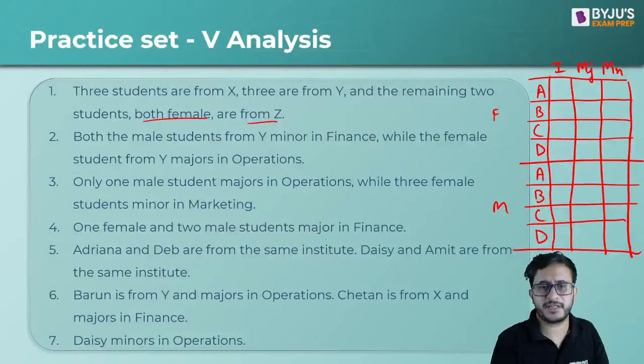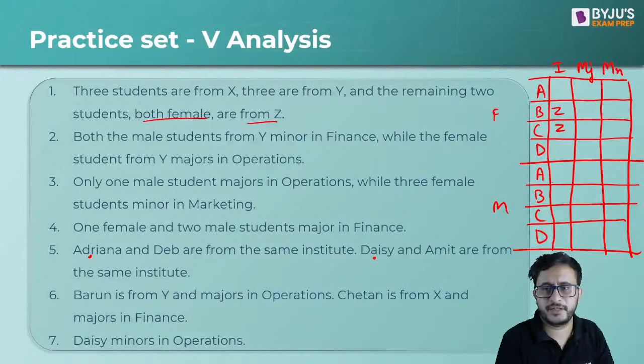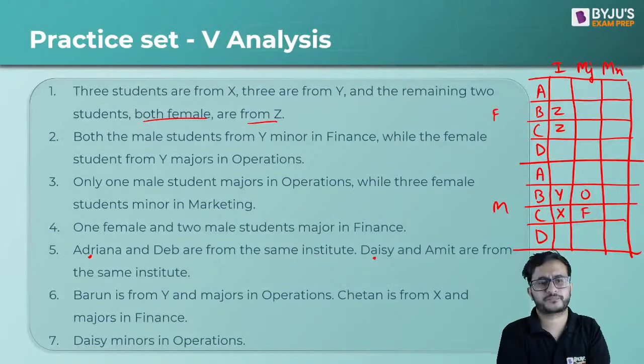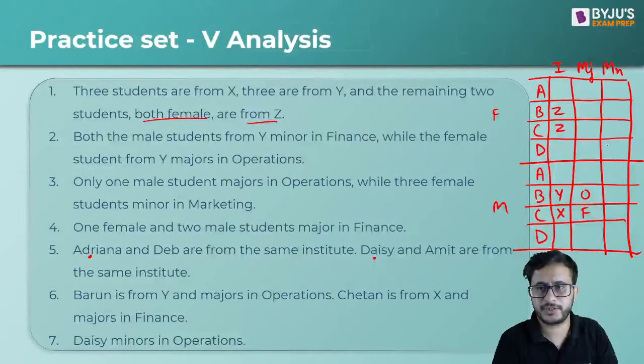Now Adriana and Dev are of opposite genders, so Daisy and Amit are also of opposite gender. So that means Adriana and Daisy, apart from that the other 2 ladies are from Z. Okay, Varun is from Y and majors in operations. Chetan is from X and majors in finance. Okay, let me just review the condition. What was the condition given? That each majors in one subject, marketing, operations or finance, and minors in a different one. Okay, Daisy minors in operations.